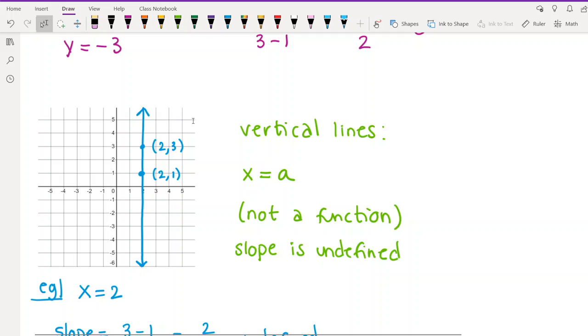All right, so that is it for this video. Like I said, the next video we'll be getting into interpreting linear functions in the context of word problems. And then in the next video, we'll be talking about point slope form, which is a different way of writing the equation of a line.